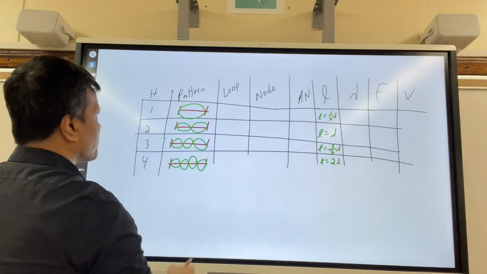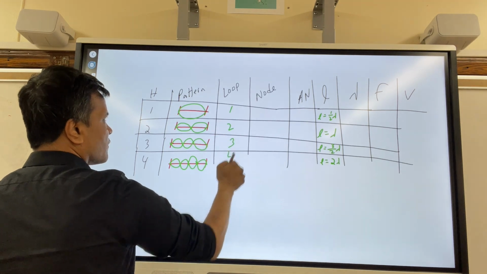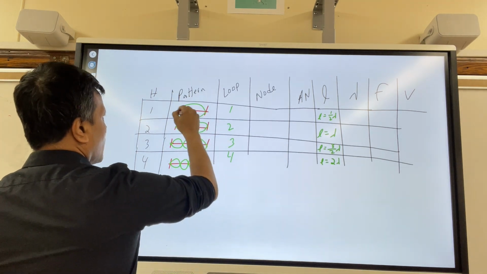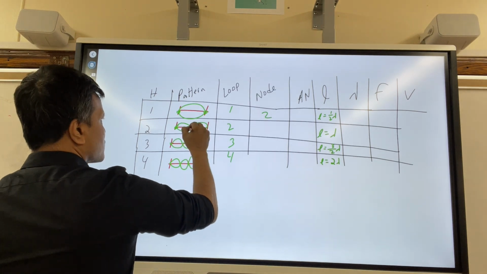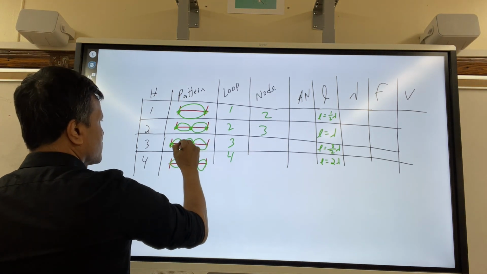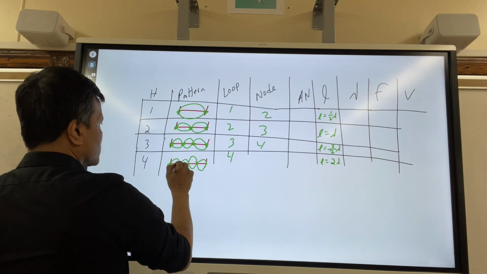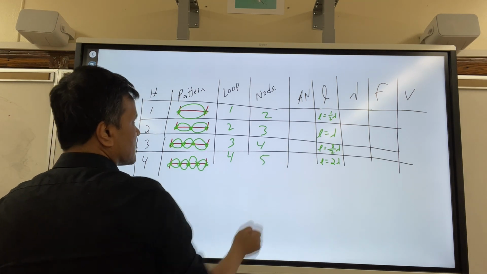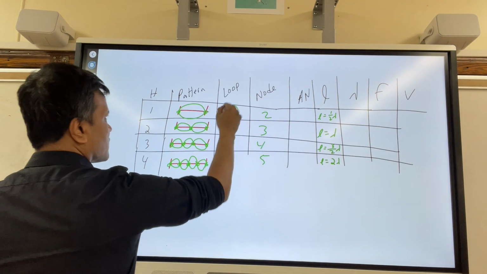Okay, good. Loop, 1 loop, 2 loop, 3 loop, 4 loop. Node, 1, 2 nodes. 1, 2, 3 nodes. 1, 2, 3, 4 nodes. 1, 2, 3, 4, 5 nodes. Antinode. Antinode and loop are the same thing.